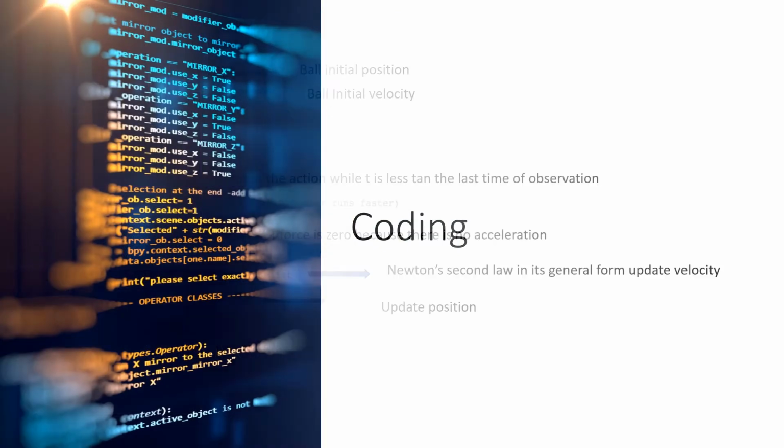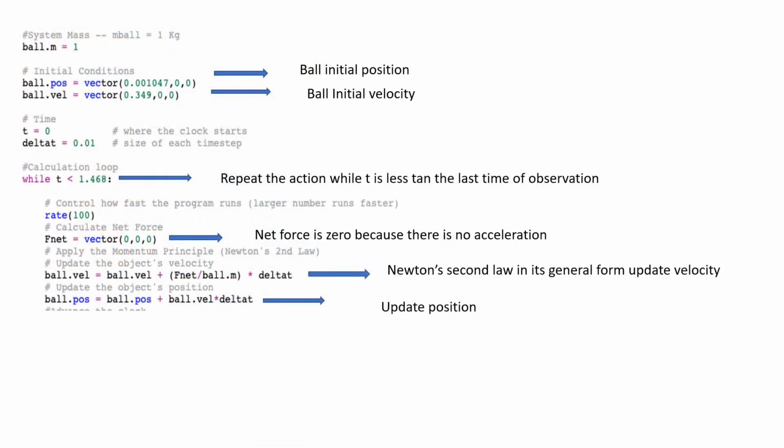Coding. As seen earlier, the ball's initial position and velocity were uploaded into the code. We set our delta t equal to 0.01 seconds, while allowing the sequence to be repeated for every t under this time.